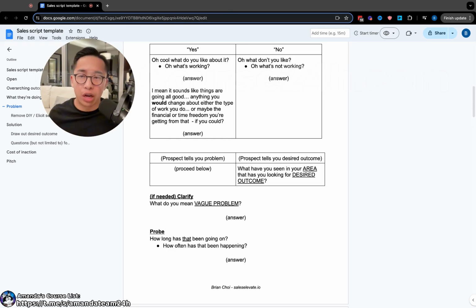So what I learned from Matt Ryder is that you want to give them two paths, right? You can either ask, is there anything you'd change about the process of that thing, or anything you'd change about the outcome of that thing? So in a BizOp, the process would be, is there anything you'd change about the type of work you do, or the financial or time freedom you're getting from it? Because financial and time freedom, that's the outcome, right?